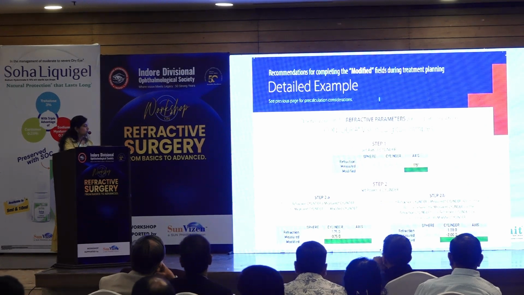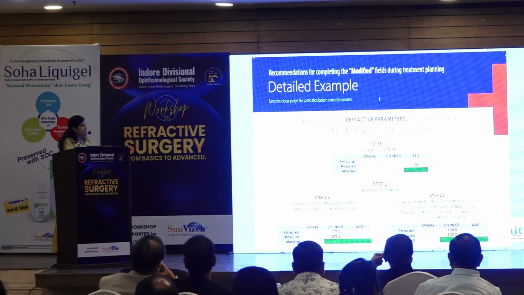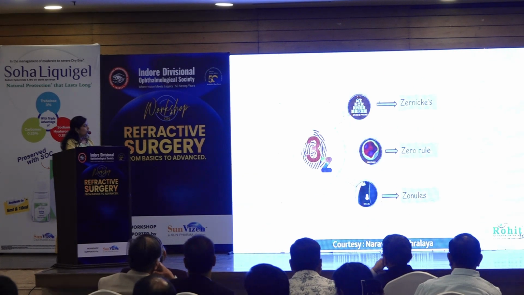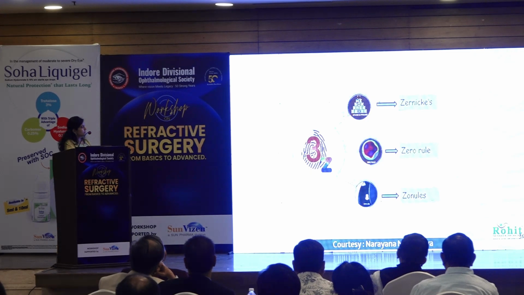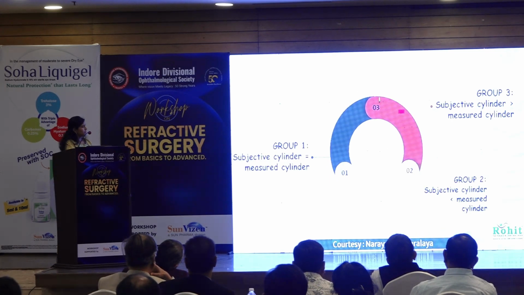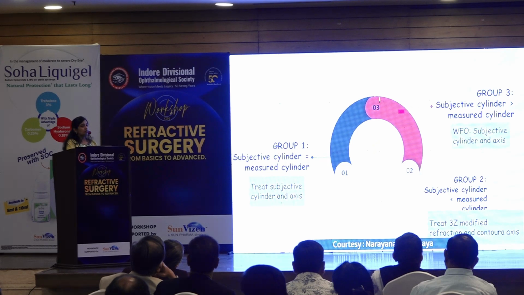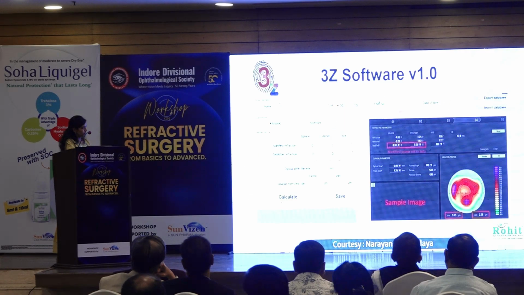This is the algorithm given by the company which we can follow. It treats somewhere between the manifest and the measured cylinder with the aim of keeping the spherical equivalent similar to the manifest refraction. Also, there is a software developed by Narayana Nethralaya, 3Z software, which focuses on Zernike's pyramid, zero rule and the lens. Considering all the three things, they have divided the patients into three groups, and this software actually tells us whether to do Contoura or not, or to go for wavefront optimized, and if yes, if we have to do Contoura, what refraction should we enter?